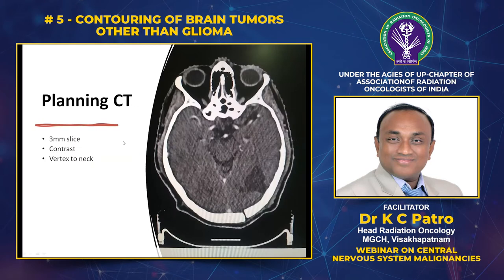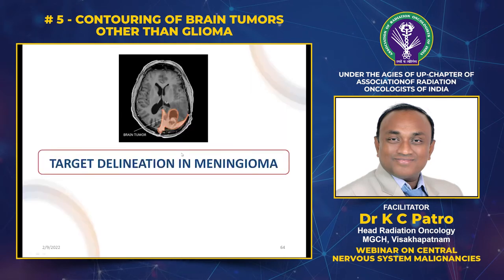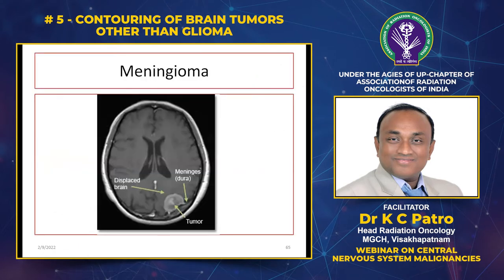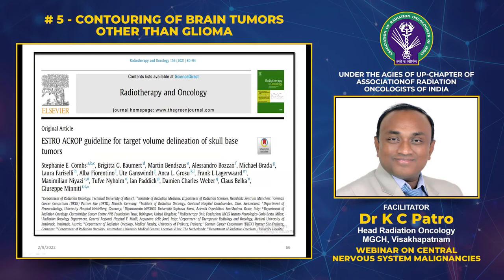So you have to do the planning CT, with 3 mm slices, contrast, vertex to neck. I will go first with the target delineation of meningioma. So meningioma has three parts. One is the enhancing part, that is the tumor. This is the dura and adjacent bone. So there are various guidelines.